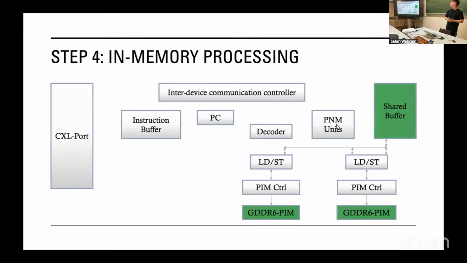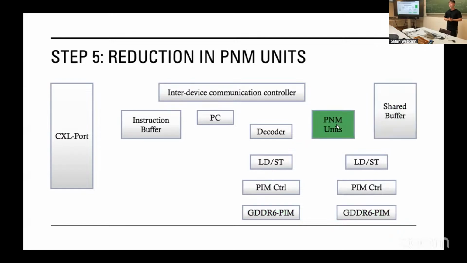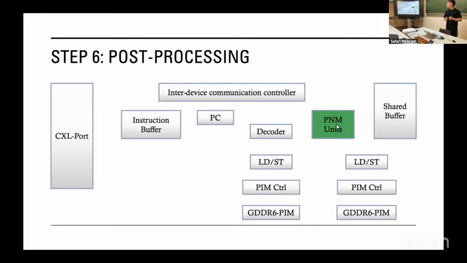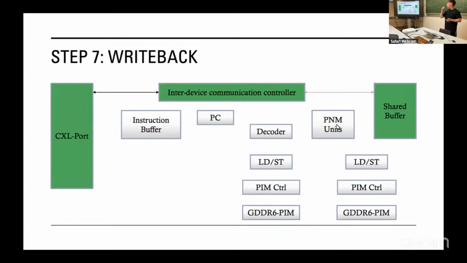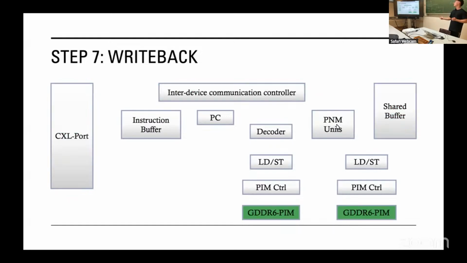They can send it afterwards to the shared buffer, where we can perform some more processing in the PNM units. We're going to have a detailed look at the PNM units later. And we can do some post-processing afterwards, for example, if you want to apply a softmax function. Then we can either write it back to the CPU, or we can leave it stored in the memory chips for further calculations.